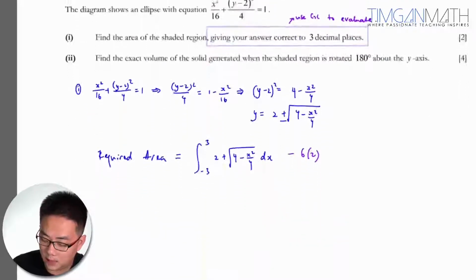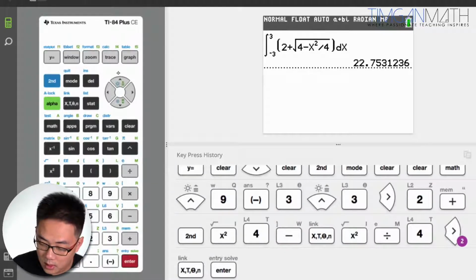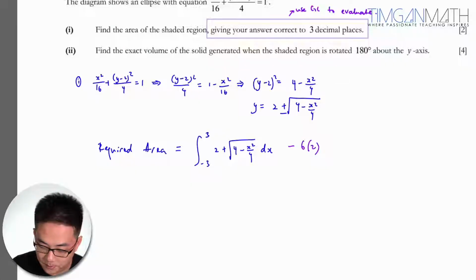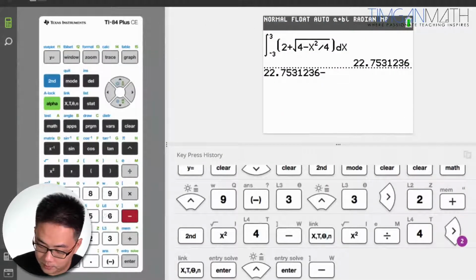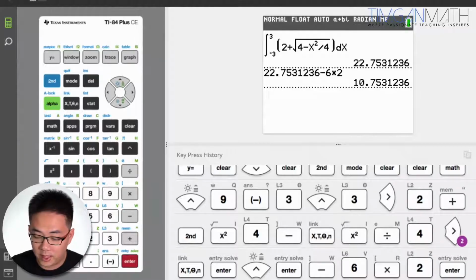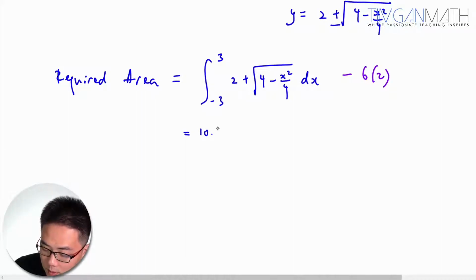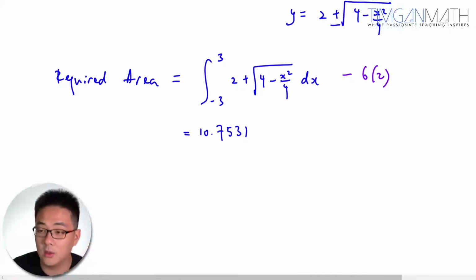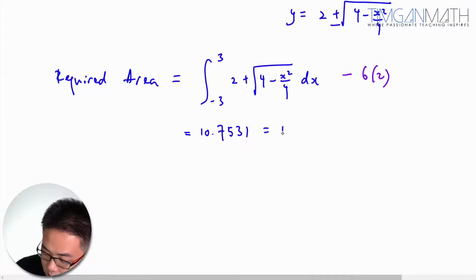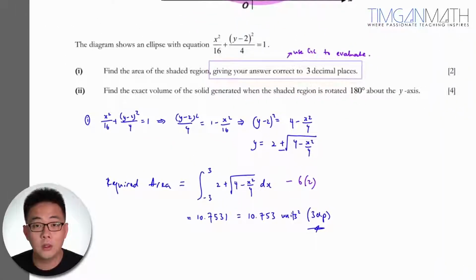So once we've done that, we just take whatever we get in the calculator, which is 22.75, and just minus off 6 times 2. Alright, and you key in the calculator, you get 10.7531, and you want 3 decimal places, so this will be 10.753 square units, and this is 3 decimal places. Alright, so this is how you do this question here proficiently.